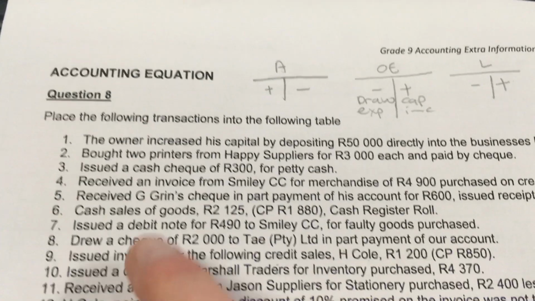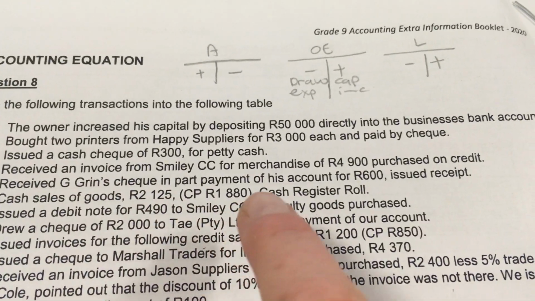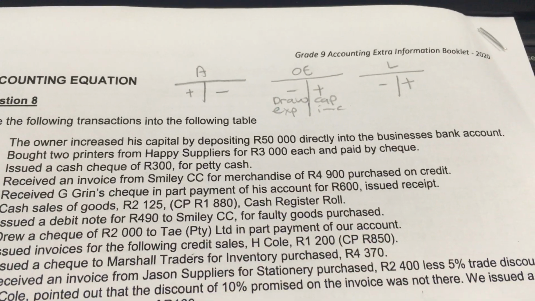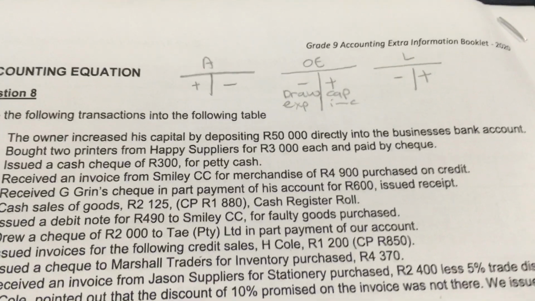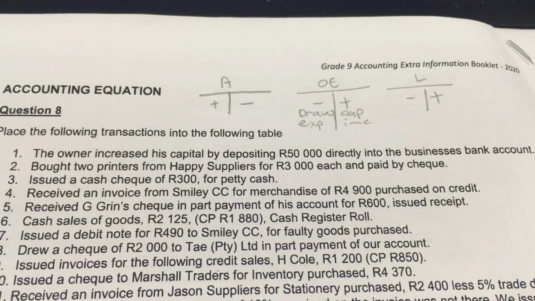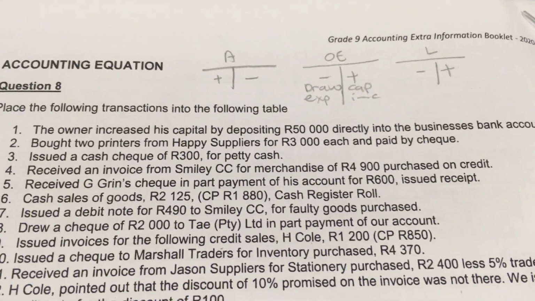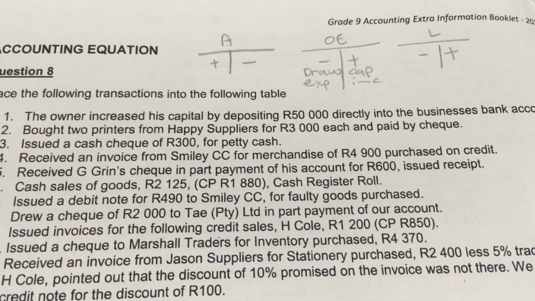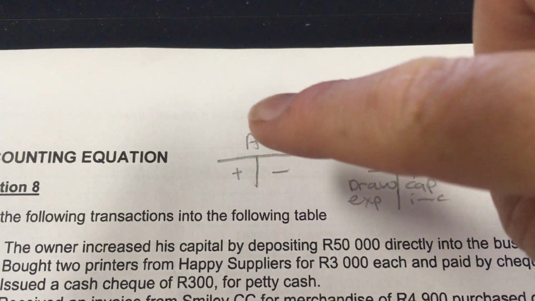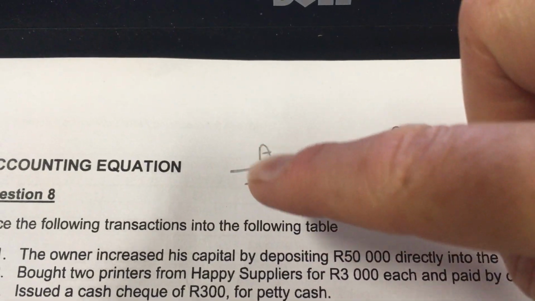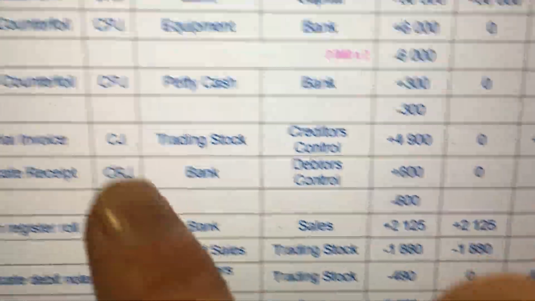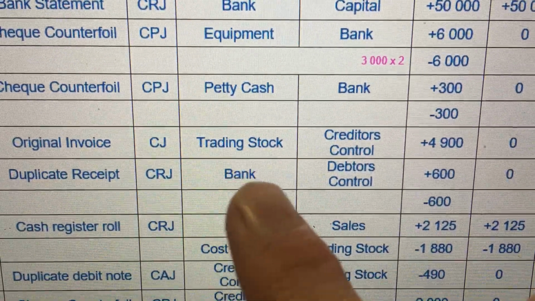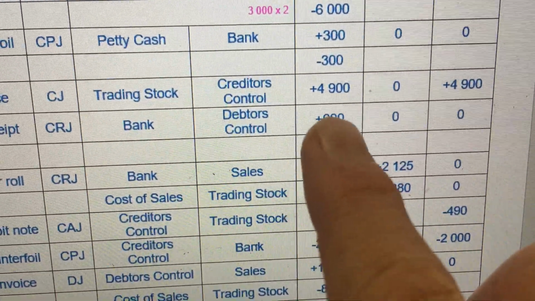5. Received Jin's check in part payment of his account, and we've issued a receipt. When we've issued a receipt, that means we've received money as a business. That means when we're getting paid on account, that's a debtor paying us back. We are receiving money from a debtor. So what is happening to bank? My bank account is increasing because I'm receiving money. So therefore, I am going to debit bank. I'm receiving money, and it's going to be a plus.